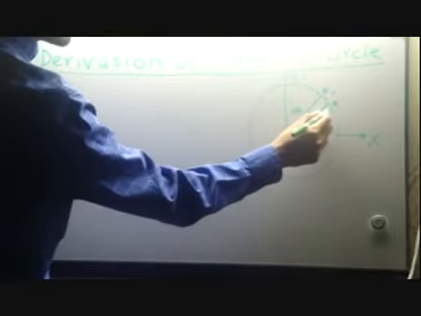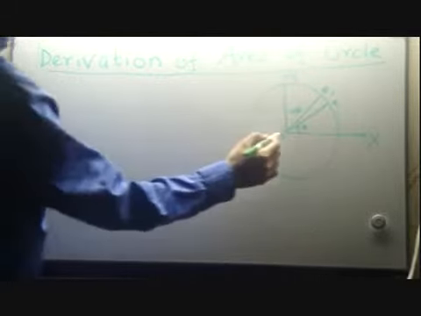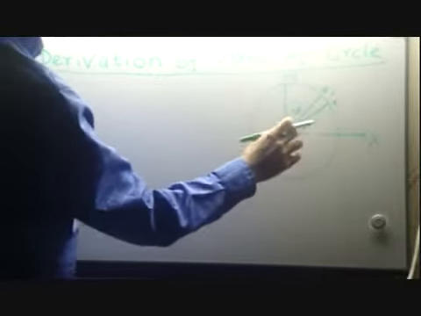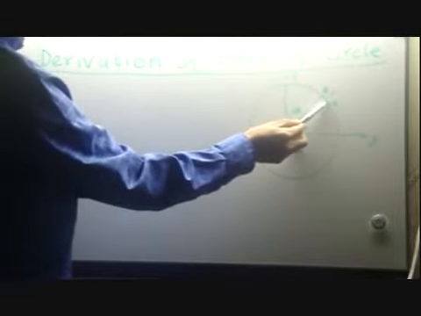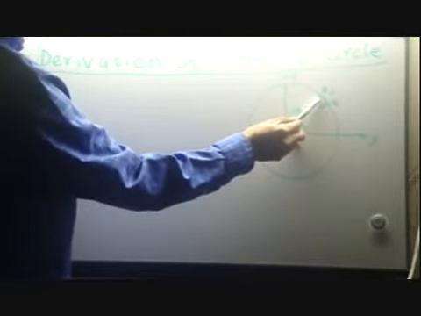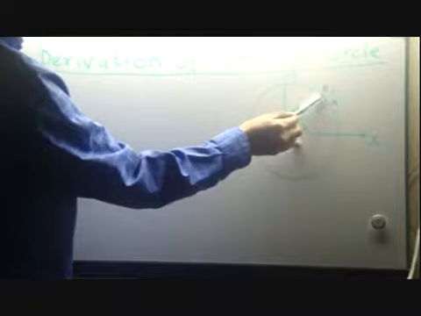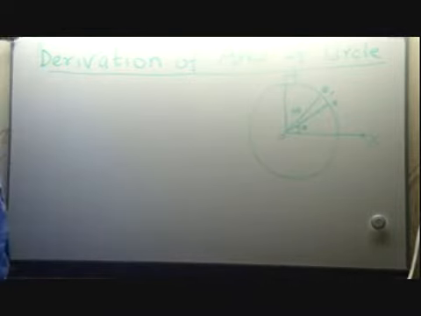A very small triangle here, a very small triangle here, again a very small triangle here, and so on and so forth. The area of one triangle is given by half of the length of the perpendicular and this base. If we assume that this arc is very small, then the length of this arc becomes equal to the length of the base of this triangle.